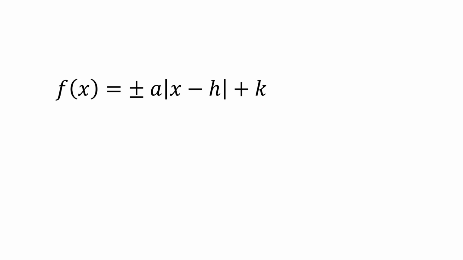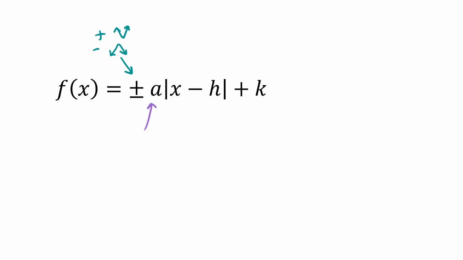So first we have this plus or minus, and if it's going to be a positive, it means that our graph opens up, and if it's negative, it means our graph opens down. Which really just means that our graph is either going to look like a V or it's going to look like an upside down V. That's really what that means there.